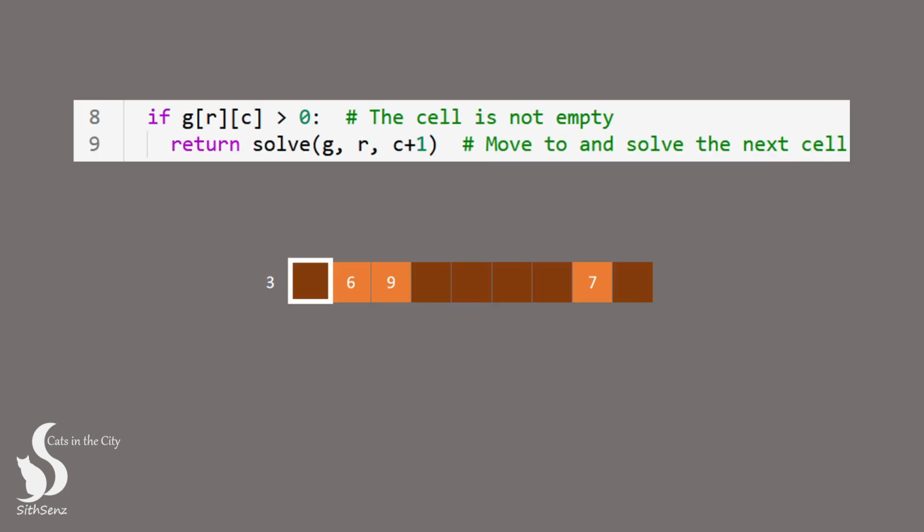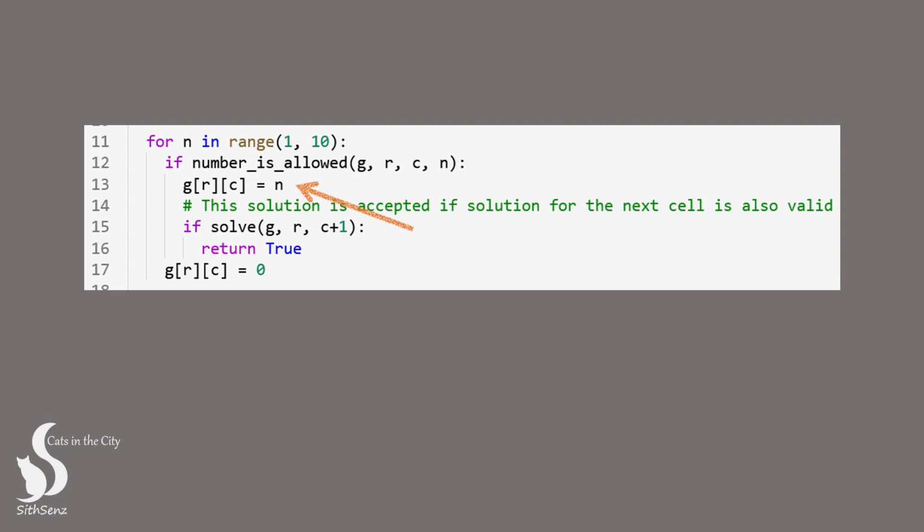Since some cells in the grid are pre-filled and not empty, our program must be designed to avoid changing the value of these cells. Instead, the program should skip over these cells and focus only on the remaining empty cells. We can code this behavior like this: if cell RC has a value that is greater than 0, we should move on and solve the next cell, by adding 1 to the column value. We'll use a for loop to call our first function. If the number n is allowed in the cell RC, we'll set the value of that cell to that number n.